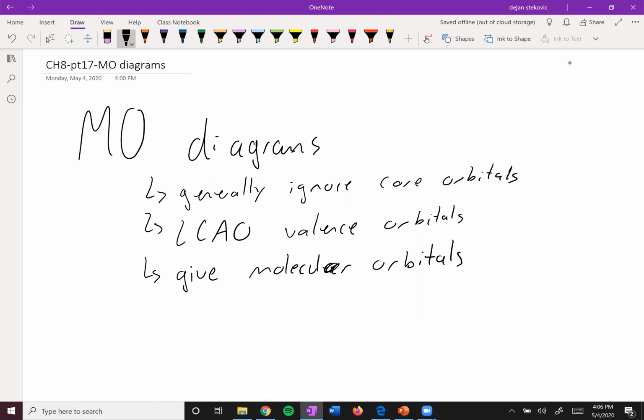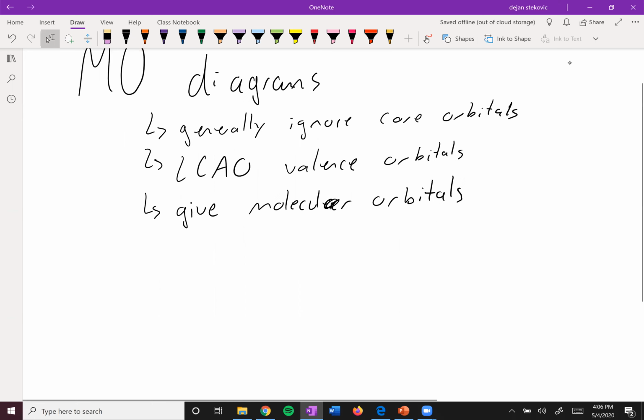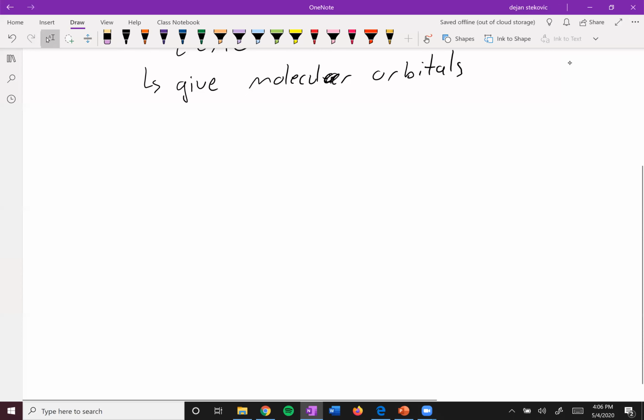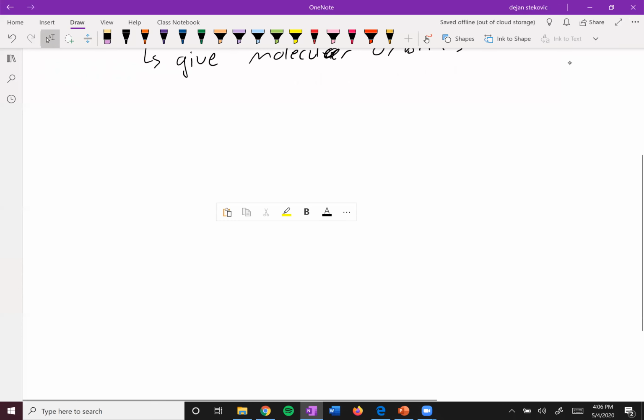And all of this stuff is all about maximizing the attractive interactions, so right, proton-electron interactions, and minimizing the negative repulsions, right, electron-electron repulsion. So it's all just about figuring out what the molecule looks like when it's at its most stable. And so here's an example of an MO diagram, a very simple one.